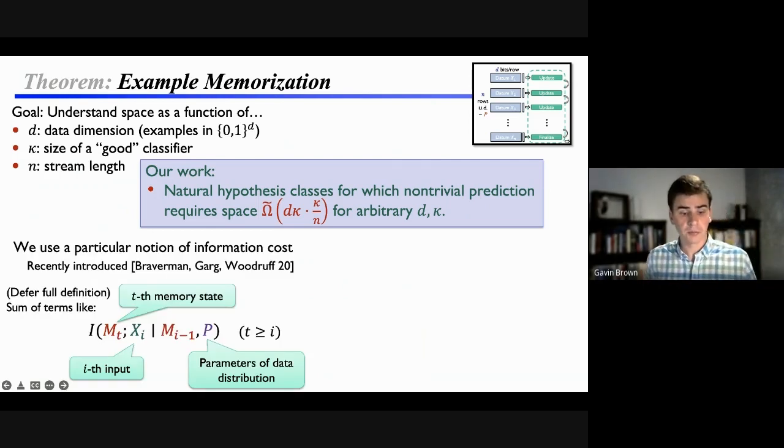Our proofs use a particular notion of information cost, recently introduced by Braverman, Garg, and Woodruff. I'll defer the full definition for a couple of slides, but it's a sum of terms that look like this. It's the information between the tth memory state and the ith input, conditioned on the immediately preceding memory state and the parameters of the data distribution.